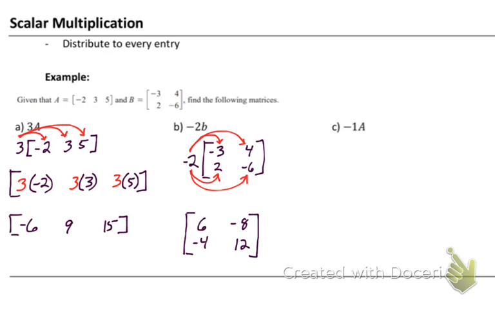All right, the last one is negative 1A. Well, that's just the additive inverse. I just distribute negative 1 to every single element. So if I'm doing the additive inverse of A, in other words, I'm multiplying every element by negative 1, it just turns into 2, negative 3, and negative 5.